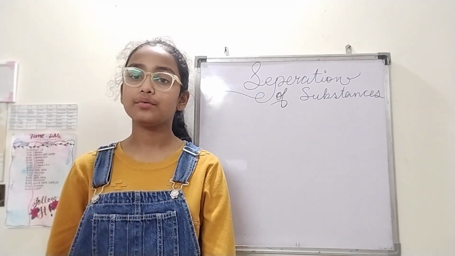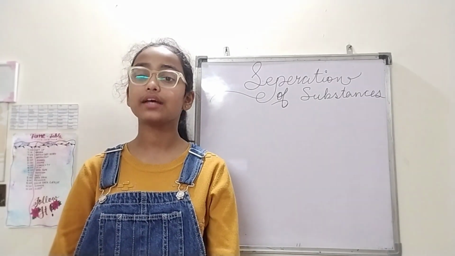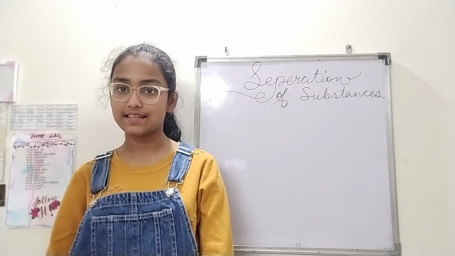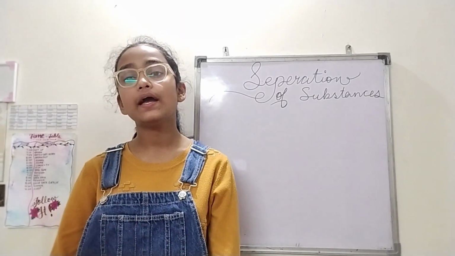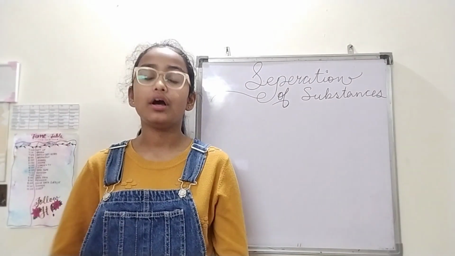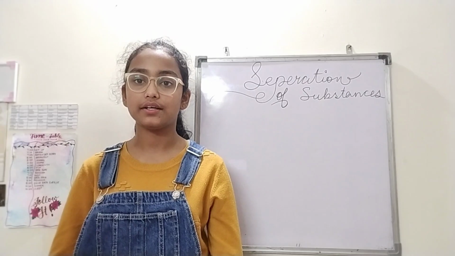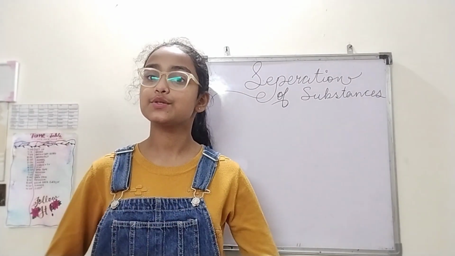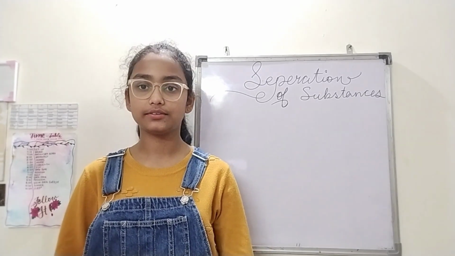Now what are the uses of separating substances? The first use is to get pure and desirable substances, and the second use is to remove the impurity. What is impurity now? The impurities are the unwanted substances. Now there are various ways to separate the substances. So let's discuss one by one.